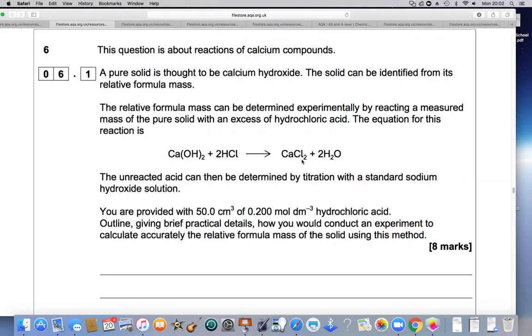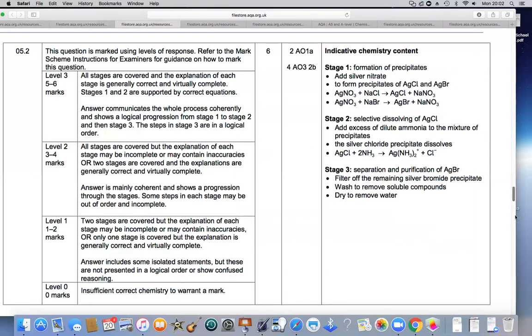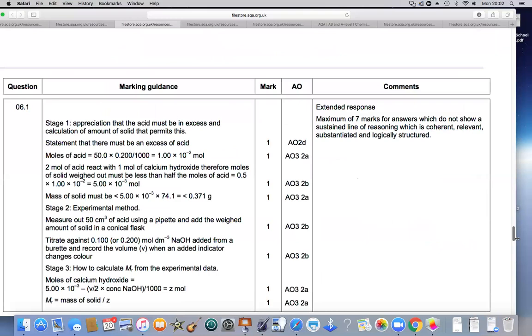So this is quite a back titration question, quite a detailed question, worth 8 marks. So you've got to dissolve the calcium hydroxide in excess hydrochloric acid, and then you're going to have to titrate the excess hydrochloric acid and work backwards from there. So what would the mark scheme say for 6.1? Here we go.